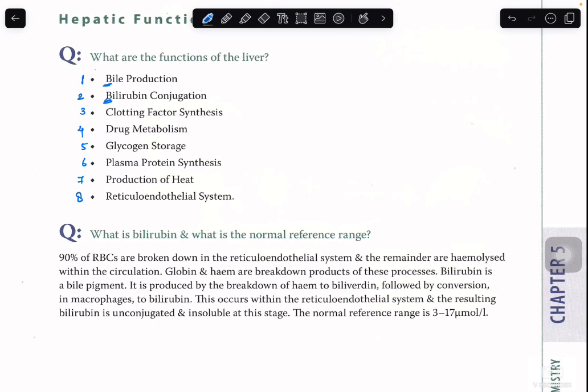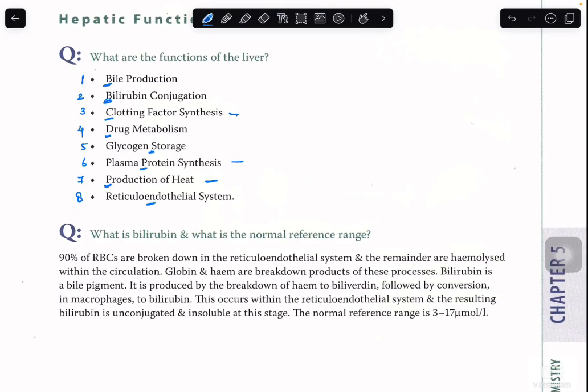Then the clotting factor synthesis, drug metabolism and glycogen storage, plasma protein synthesis and production of heat, and reticuloendothelial system.